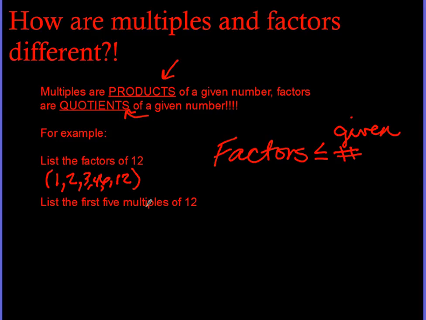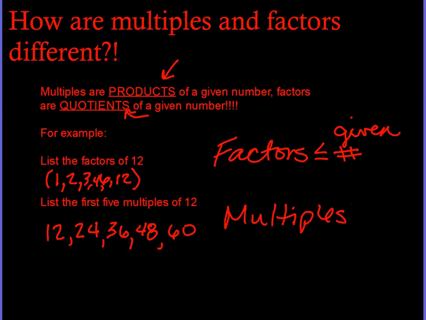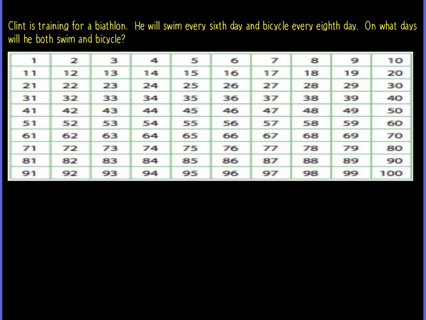Now I'm going to list the first 5 multiples of 12: 12, 24, 36, 48, and 60. Notice my multiples are always greater than or equal to the given number. Multiples are what you get when you multiply. Factors are what you get when you divide the number. It's really important because that's the most common mistake that students make when they're looking for common denominators or common factors or common multiples.